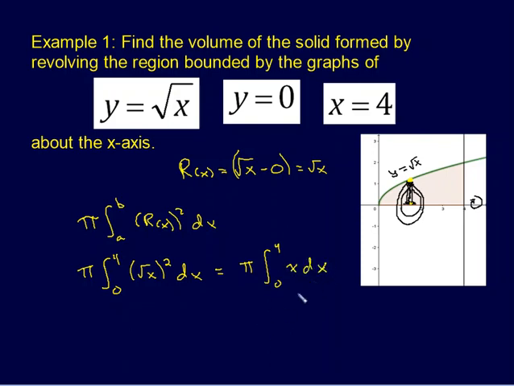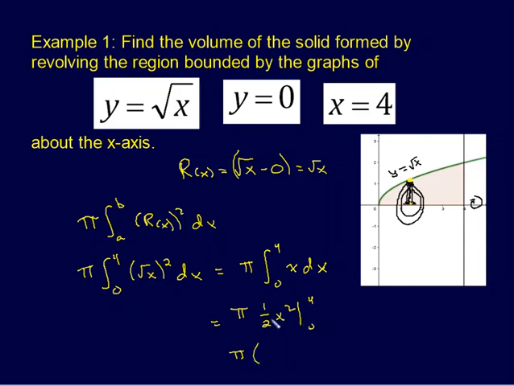And here's a good example of one where we should be able to get an exact answer without a calculator. The antiderivative of x is 1/2 x squared. So I'm going to be taking pi times 1/2 x squared between the values 0 and 4. That's x squared. And so plugging in the 4 is going to be 16.